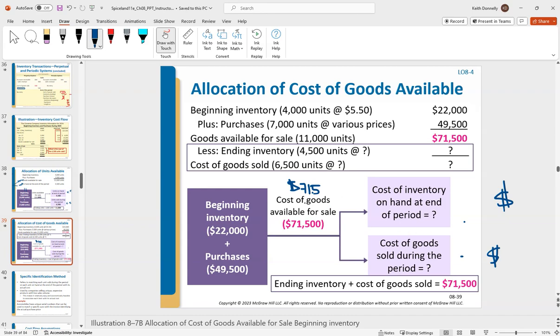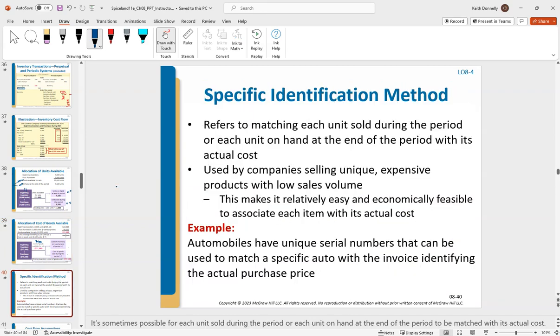We basically are taking this 71.5 and we have to allocate between it, right? And one of the things you could do here is this specific ID method. Say that our goods available for sale were 6 blocks. We know the idea here is some you kept, some you sold. So I don't know, maybe we said it was like 5 you kept or 1 you sold. It was one of those variations. I think it was actually the reverse.